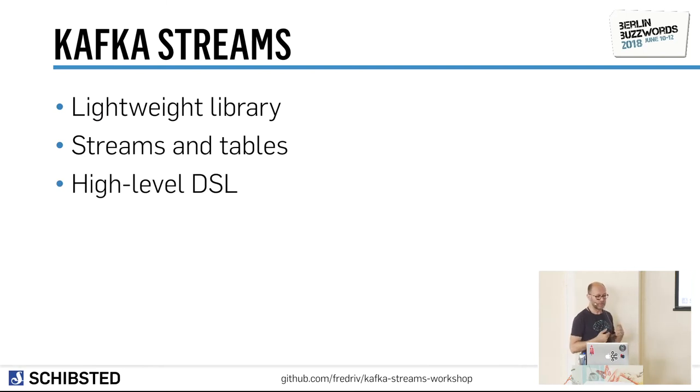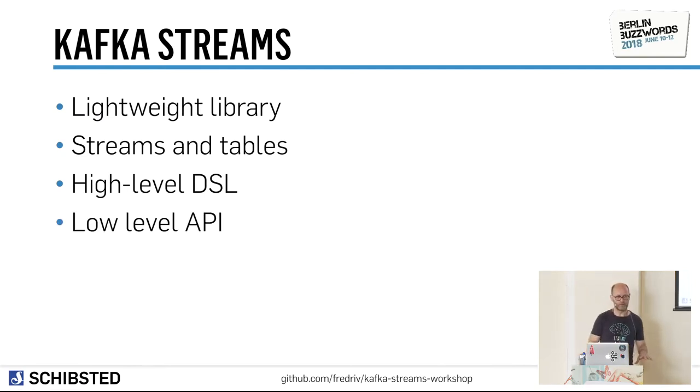Also, you have a high-level DSL, which looks very similar to the Stream API if you use that in Java, or if you use functional programming in other languages, like Scala, for example. But you also have access to the low-level processing topology and framework if you really need that. And we have used that in a couple of cases as well.